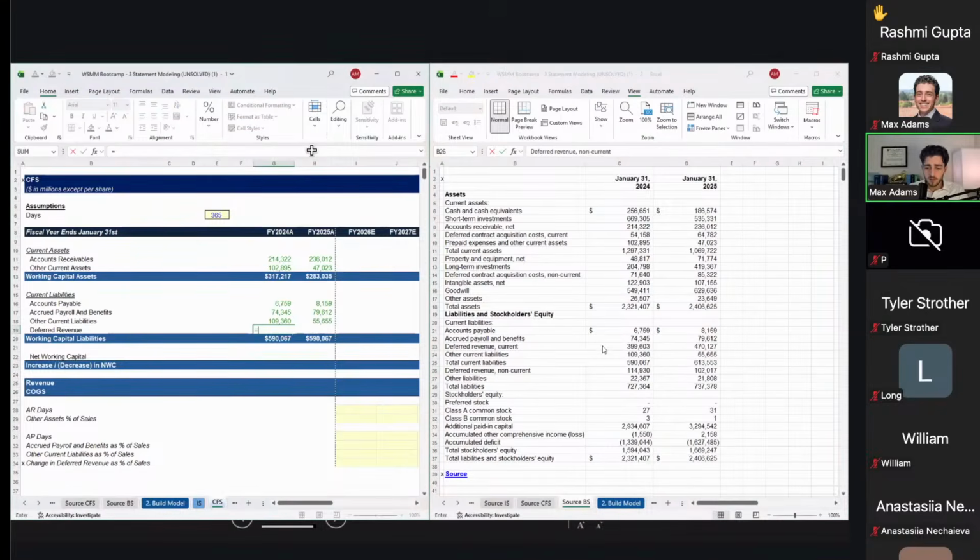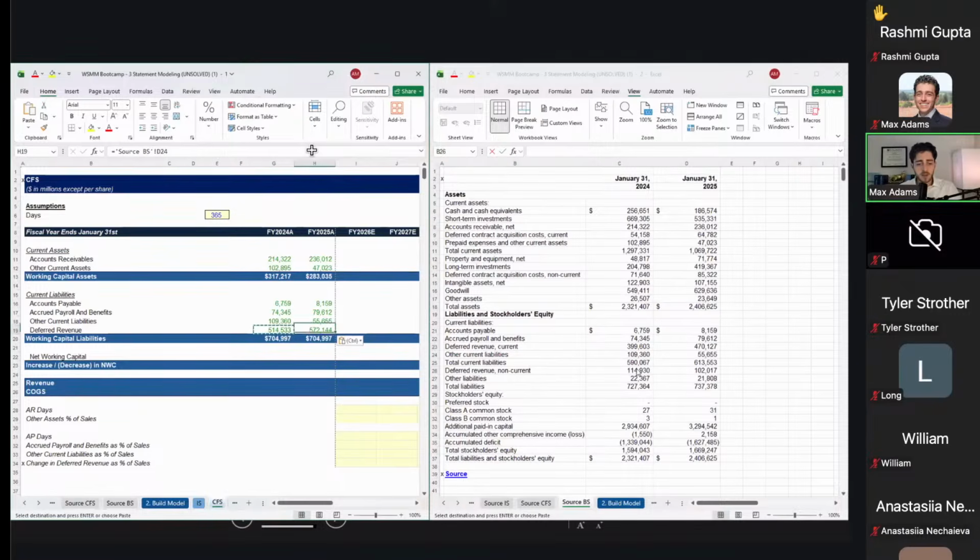So deferred revenue basically has a current and a non-current portion. And what this is, is revenue that we've collected the money for, but we haven't actually earned. And so the simplest way to explain this is through something like Netflix.